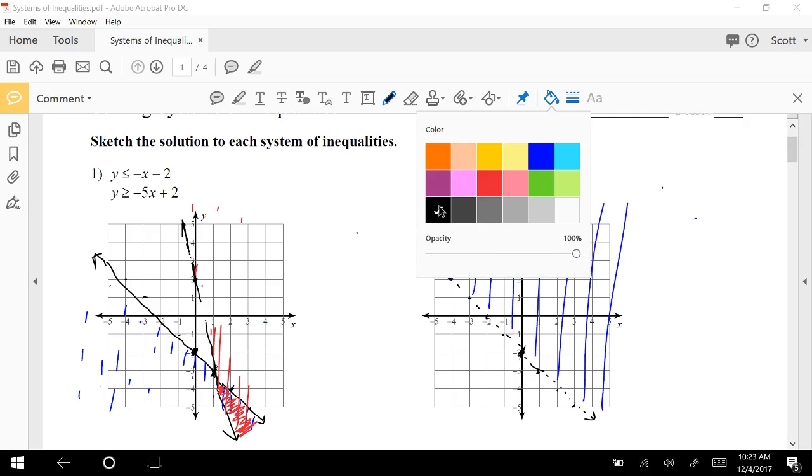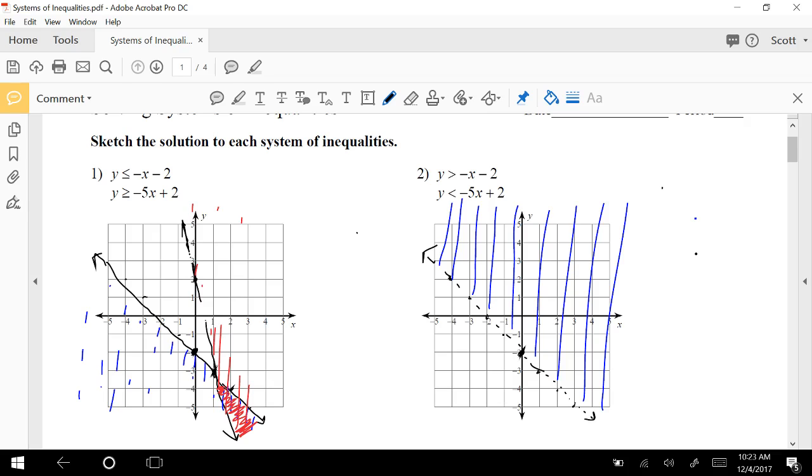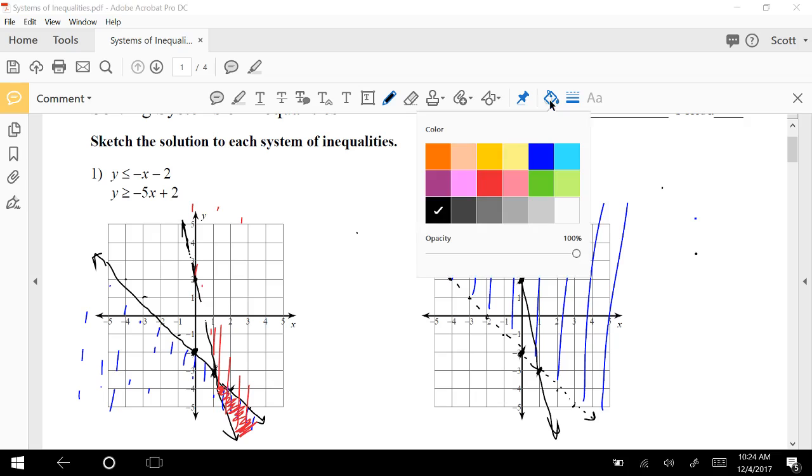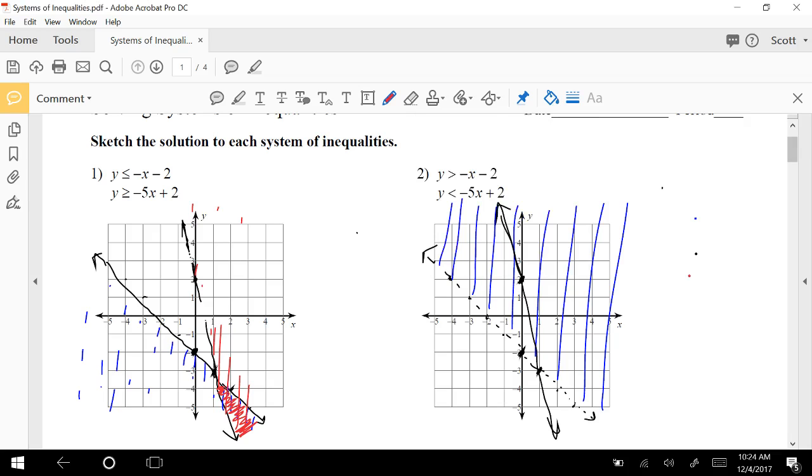Now let me draw the other line. Y is less than negative 5x plus 2. So plus 2, negative 5x, down 5 over 1. It's going to go through that line. And if I had a straight edge, that would be a better line, but you guys know what to do. And then I say y is going to be less than that line, and that line should have been dashed. I'm sorry about that, but less than would be going straight down from there.